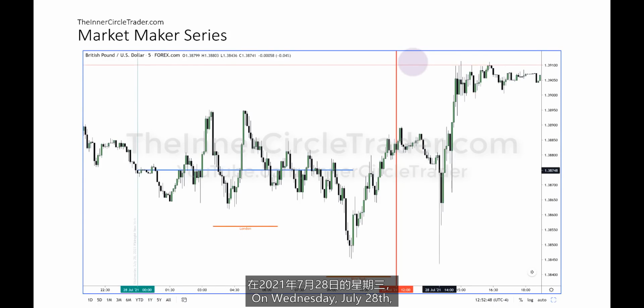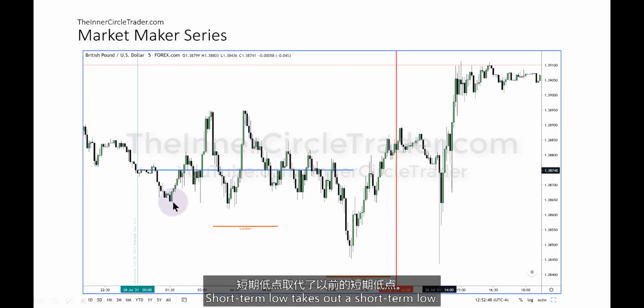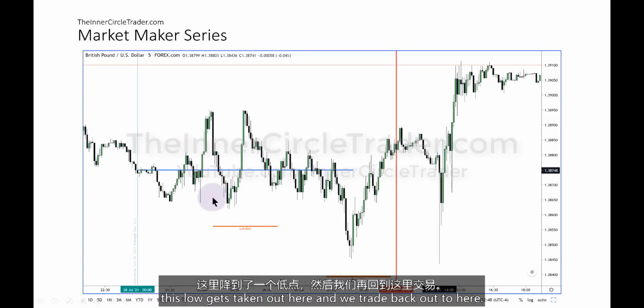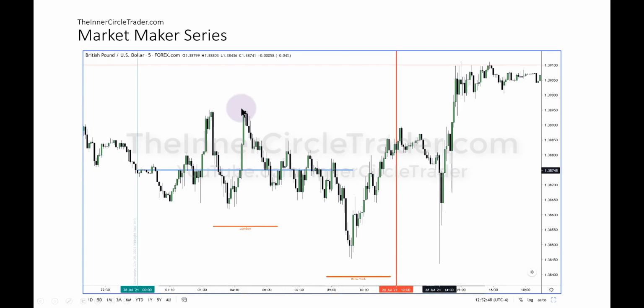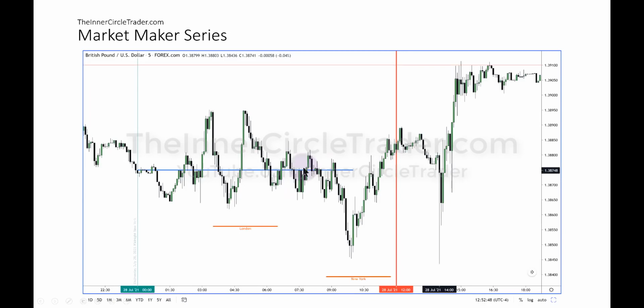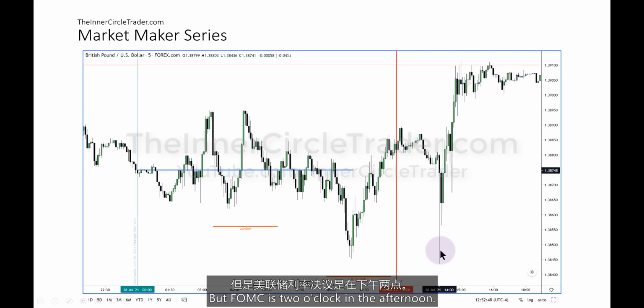On Wednesday, July 28th, 2021, this is FOMC Wednesday. So we're seeing price back and forth. Every short-term high takes out a previous short-term high, and every short-term low takes out a short-term low. The high above this low gets taken out here, and we trade back up to here. So it's going back and forth, not letting any position stay safe. And then we go into the dive in New York, rallies up, and then closes the end of the day with London close. But FOMC is 2 o'clock in the afternoon.